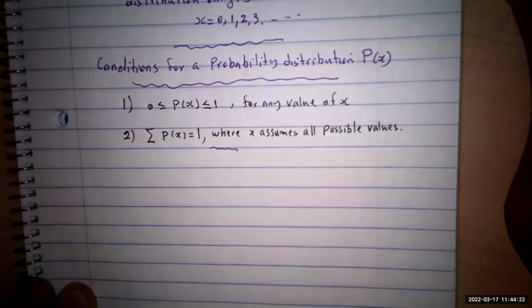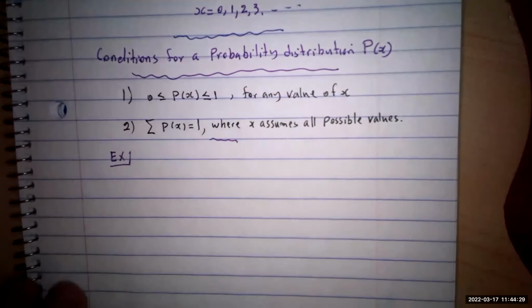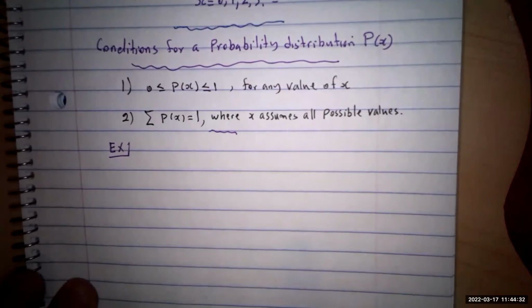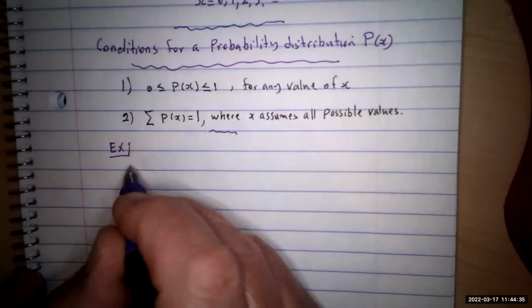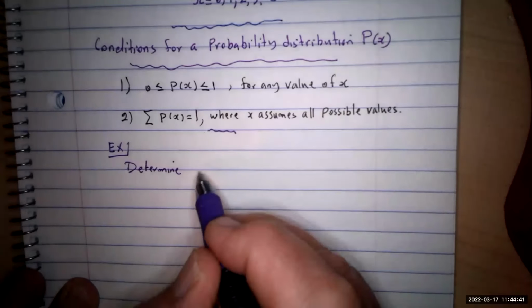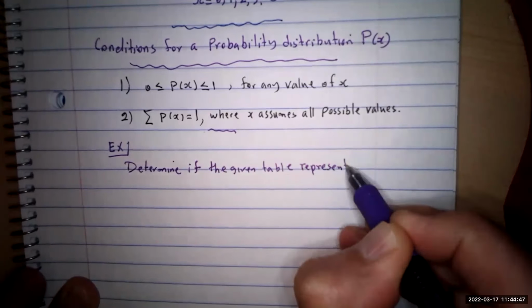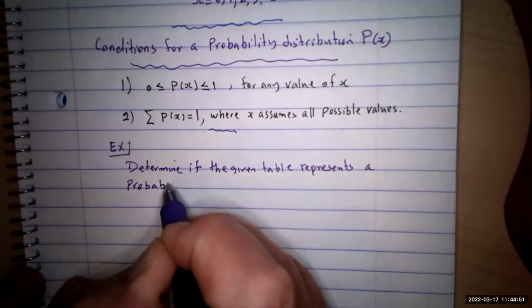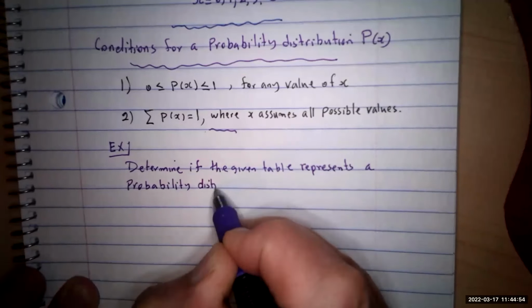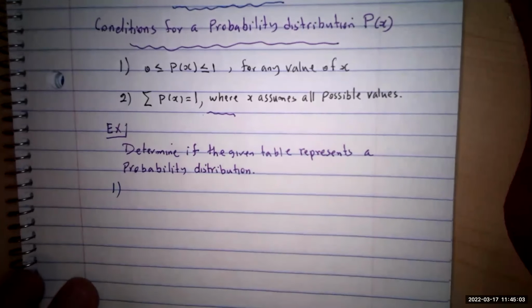Okay, if the given table represents a probability distribution, of course, not the function. That's it. And this is going to be the first one. The function would be given to you as a chart, a table.